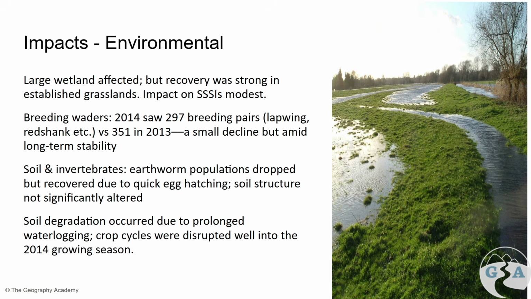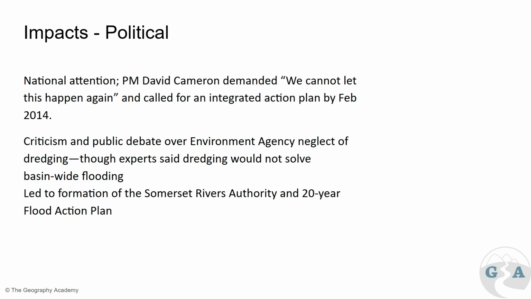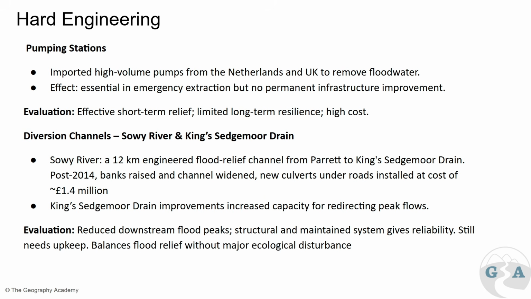Lastly, it says soil degradation occurred due to prolonged waterlogging. Crop cycles were disrupted as well into the growing season of 2014. So degradation, the idea that it is reducing in its quality because of this, taking a long time to recover. The political impacts were high criticism of the Environment Agency and the river authorities as well. So yes, they were under a lot of scrutiny and then they made some big changes.